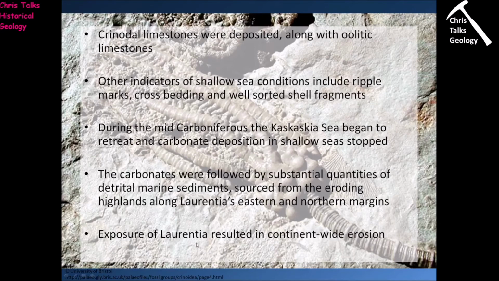So exposure of Laurentia after the Kaskaskia Epiric Sea obviously results in a continent-wide erosion. So the sea retreats all the way back to the coast. That completely leaves all of Laurentia open, and so it undergoes large-scale erosion, resulting in a big unconformity.